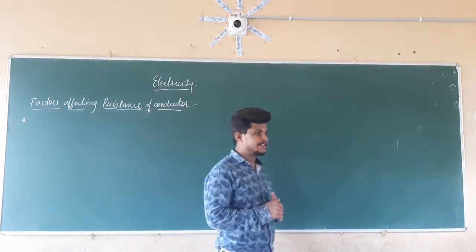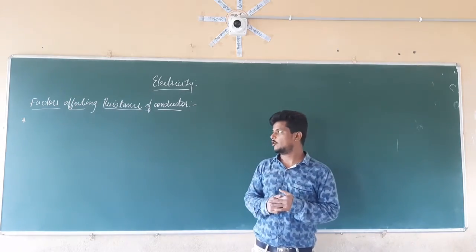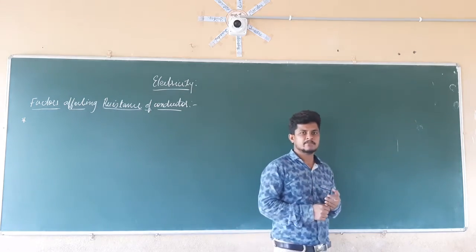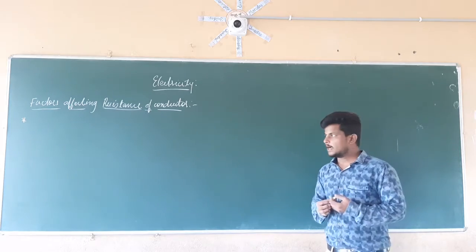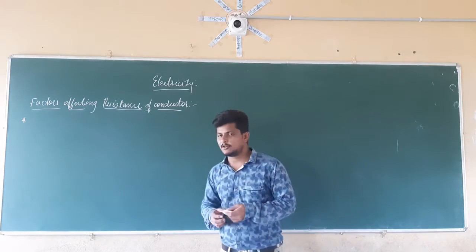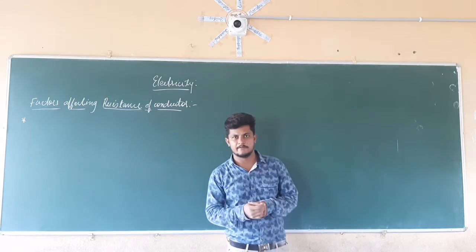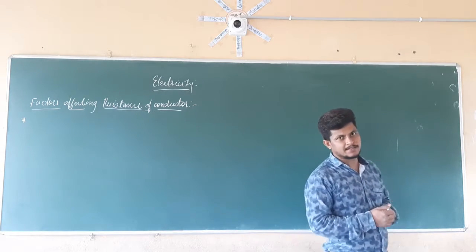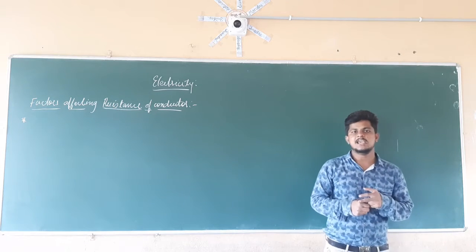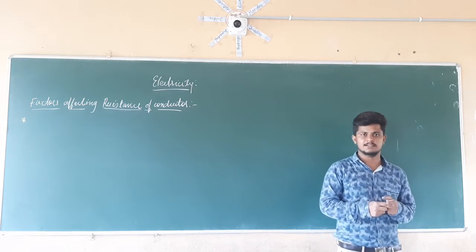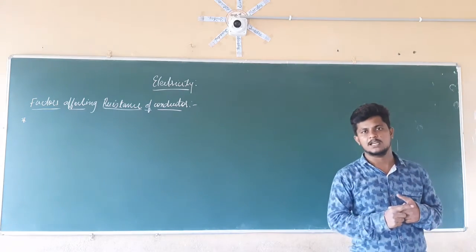In the last class, we were discussing the electricity topic, and then the resistance, that is nothing but factors affecting the resistance of a conductor. In the last class, we discussed the four factors which are going to have an effect on the resistance of a conductor. What are those factors? First one is the length of the conductor. Second one is the area of cross section of the conductor. Third one is the temperature, and fourth one is the nature of the material.